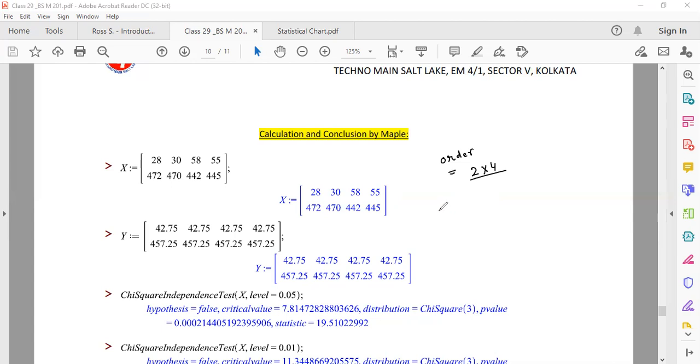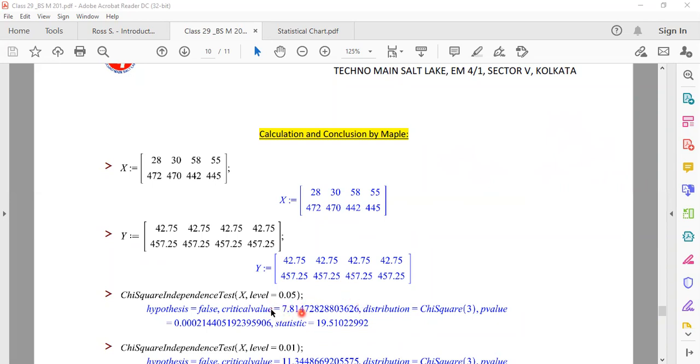Now, the degree of freedom in this case: if the order is R cross S, the degree of freedom formula is (R minus 1) into (S minus 1). Therefore, with respect to this formula, we get (2 minus 1) into (4 minus 1), which is 3. So we have to take the help of the chart. We have to keep in mind that the tabulated value is studied at 3 degrees of freedom. So here the number 3 is being shown, and this is the critical value.